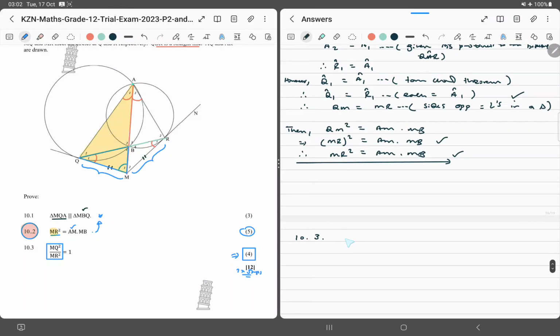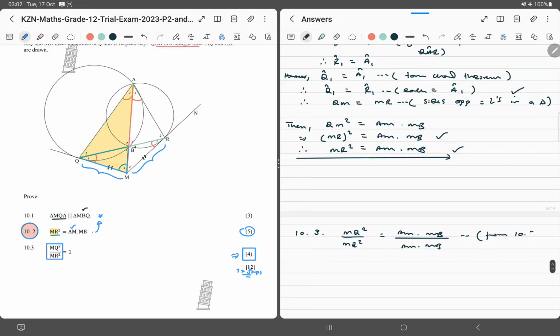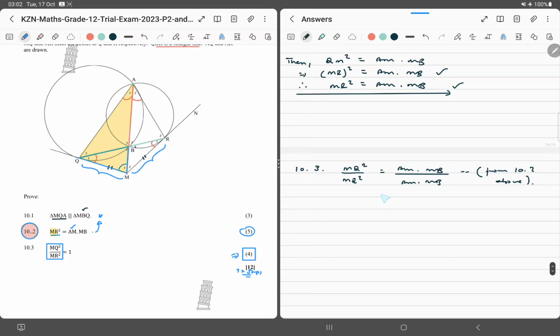Now I would just say mq squared over mr squared is going to be equal to, this is going to be am times mb over am times mb. Why do I know this? Just say from above, from 10.2 above. I stopped there because I did a comprehensive approach. You see, sometimes an approach, it's all about what you decided to do, because this, that, and that, this is 1. So this is done. So as for these 4 marks, it's just too easy now.